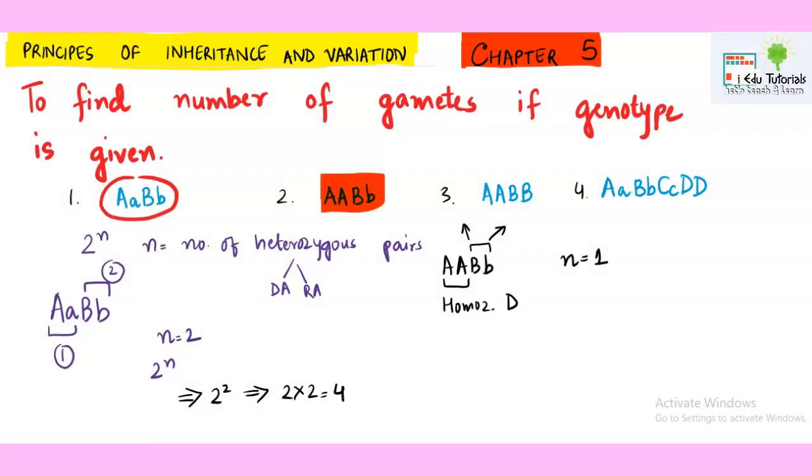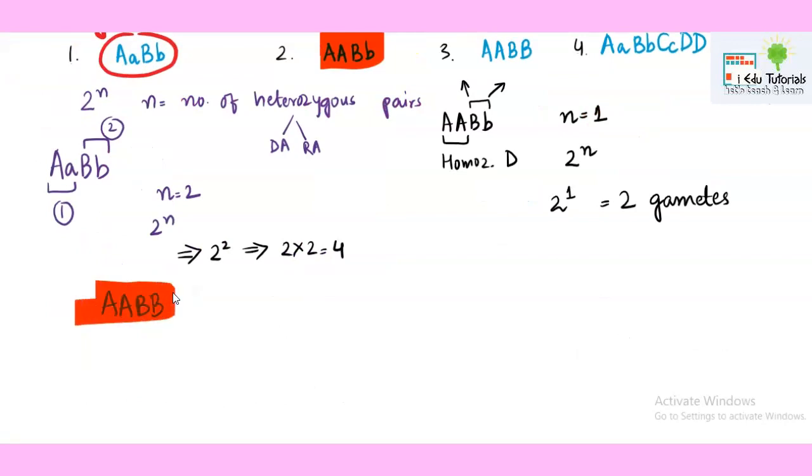So the value of n here is 1 because one heterozygous pair is there. We know the formula is 2 to the power n. If we put the value of n as 1, the answer will come as 2. That means in the given genotype in example number 2, capital A, capital A, capital B, small b, only 2 possible gametes are there. This is our next example in which the genotype is capital A, capital A, capital B, capital B.